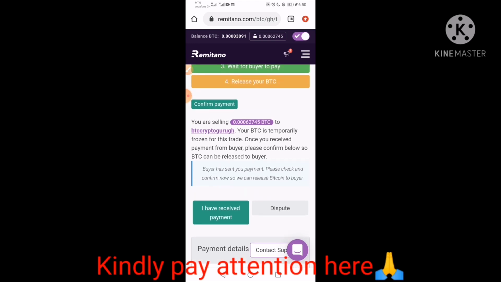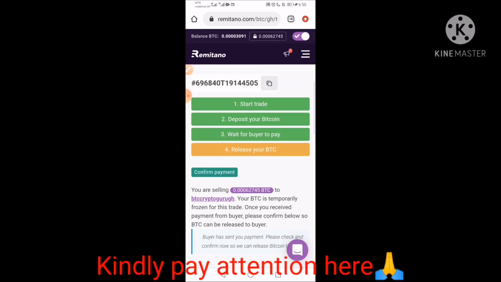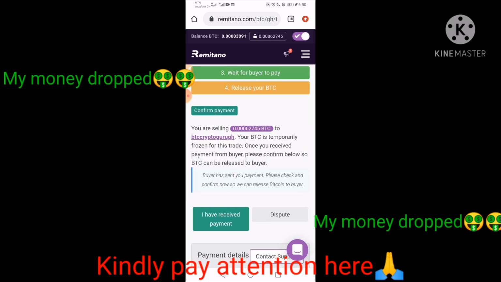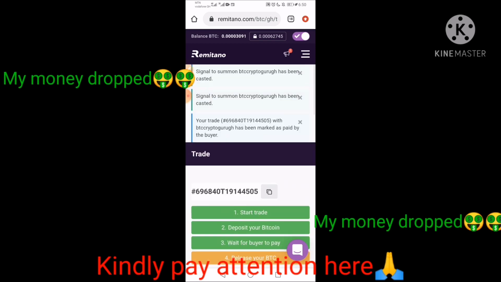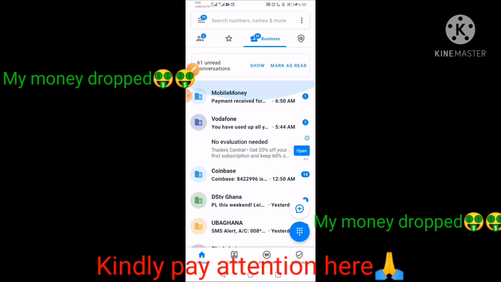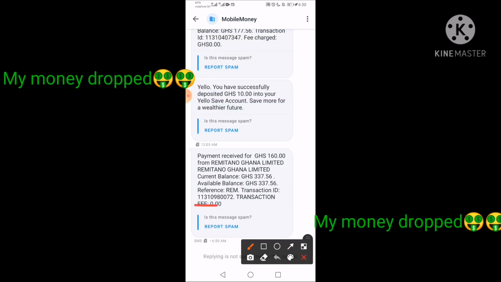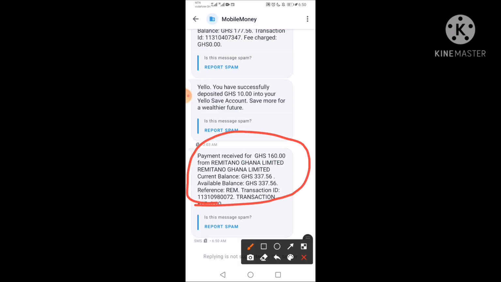Okay. All right. Okay. I just received an alert. So he has sent me the money. He says he has paid. So let me go and check. And yes, I have received payment over here. So the signal worked. 160 Ghana cedis from Remitano.